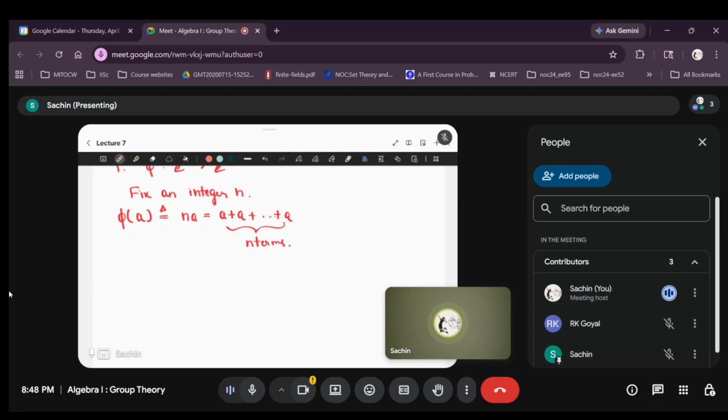And the operation in the domain and codomain is addition only. So that's why I specified n times a. By that I mean addition of a, n times. So check if this is a group homomorphism.